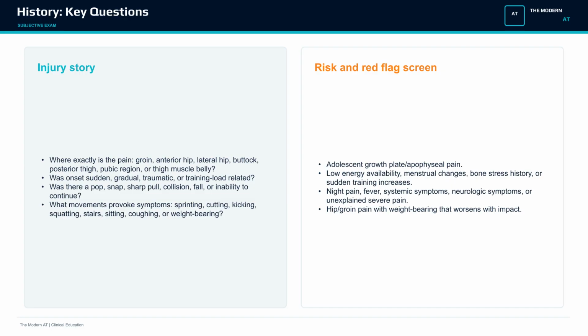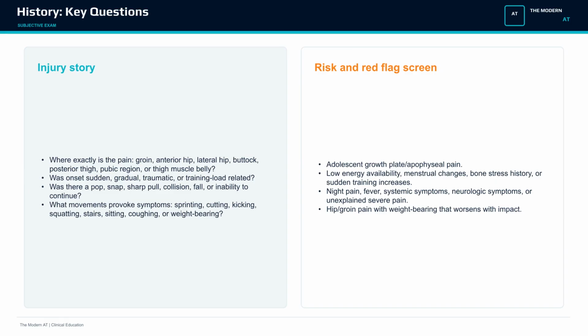For the subjective exam, ask targeted questions. Where exactly is the pain? Groin, anterior hip, lateral hip, buttock, posterior thigh, pubic region, or muscle belly? Did it start suddenly or gradually? Was there a pop, snap, sharp pull, collision, fall, or inability to continue? What provokes symptoms? Sprinting, cutting, kicking, squatting, stairs, sitting, coughing, or weight-bearing?